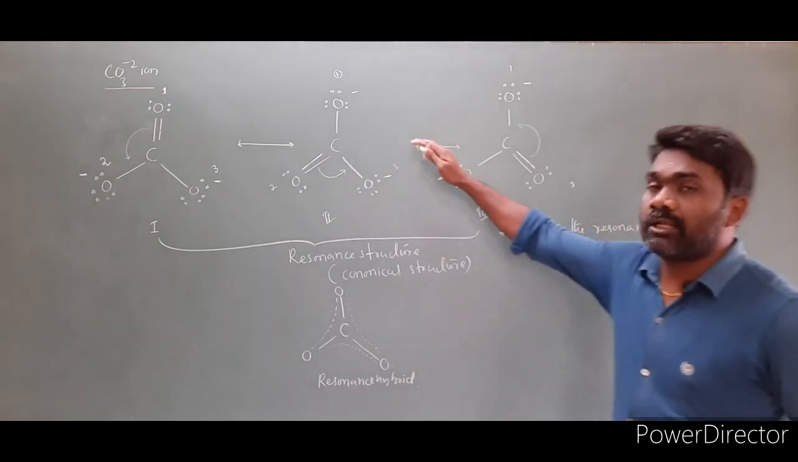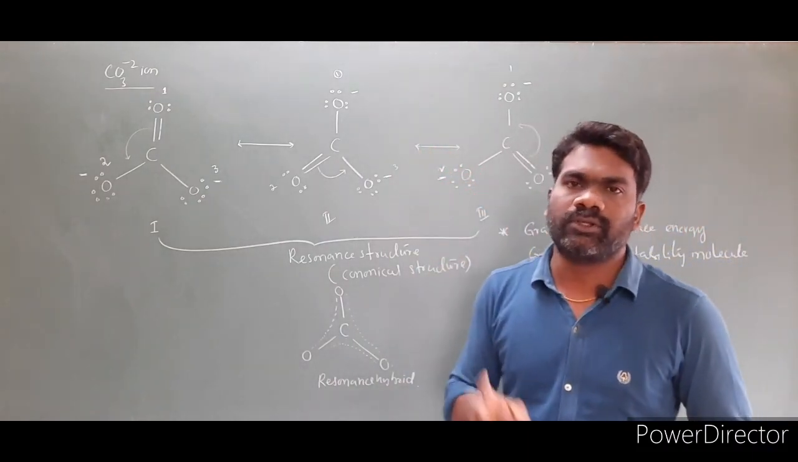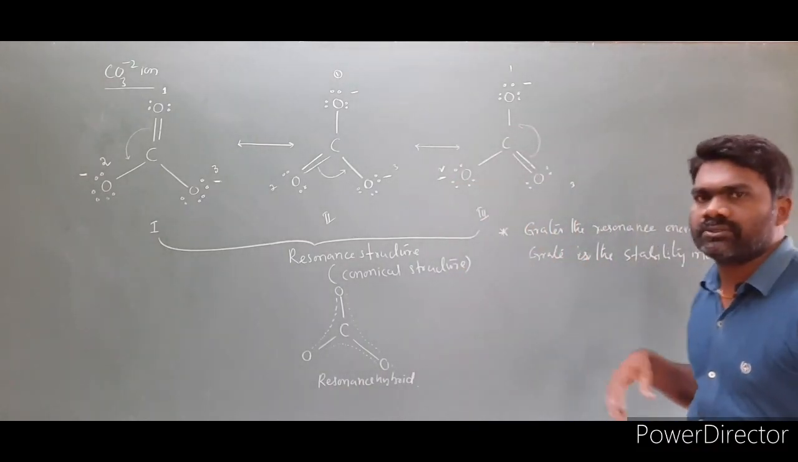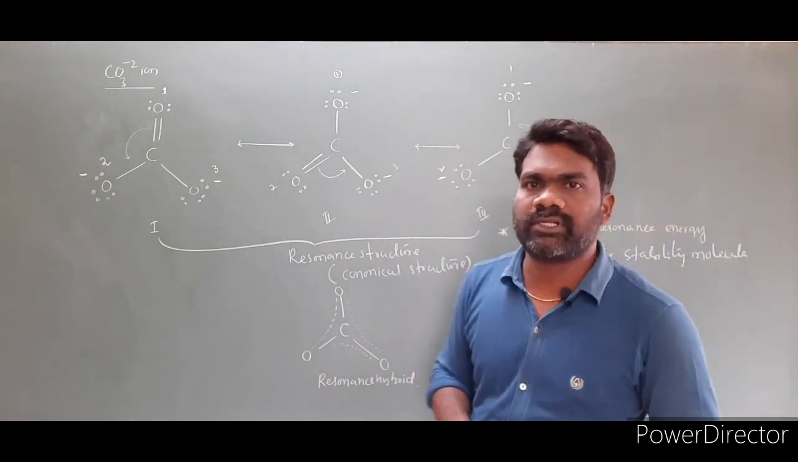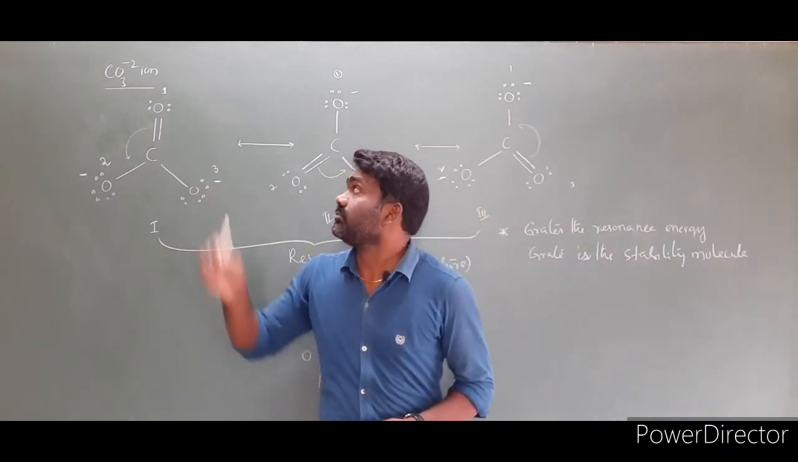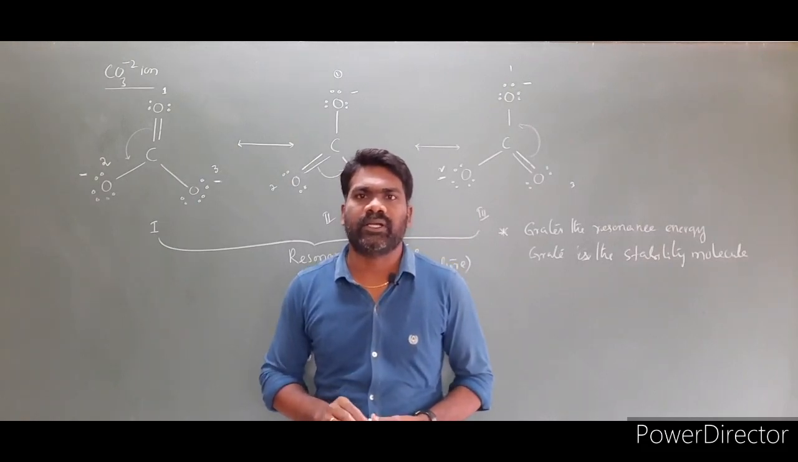And one more, greater the number of resonance structures, greater is the stability. The more resonance structures you can take, the more stable that molecule is. So this is the resonance of CO3 2-, the resonance structures of the CO3 2- ion.